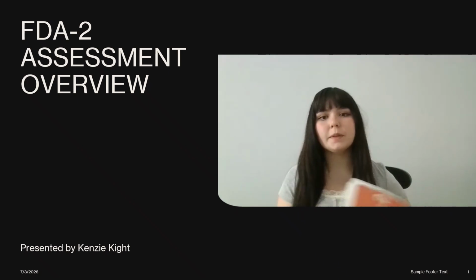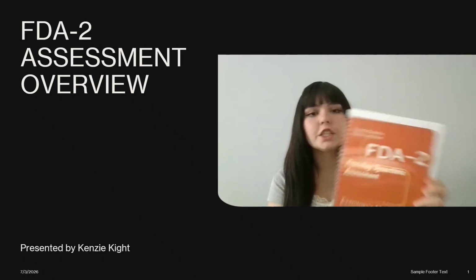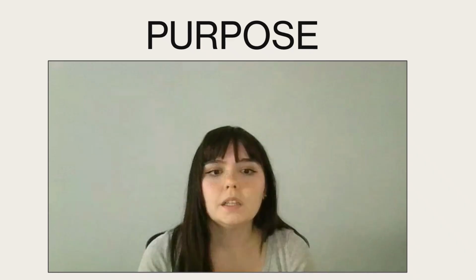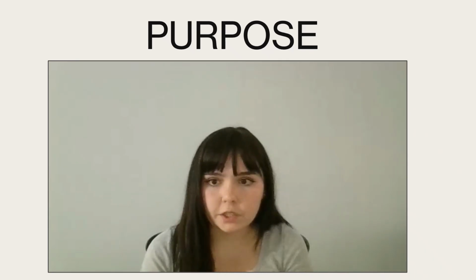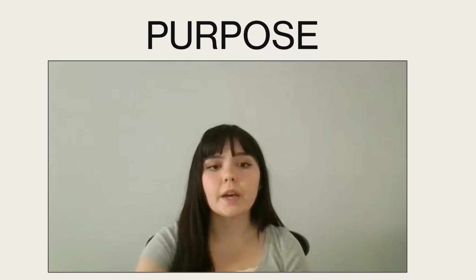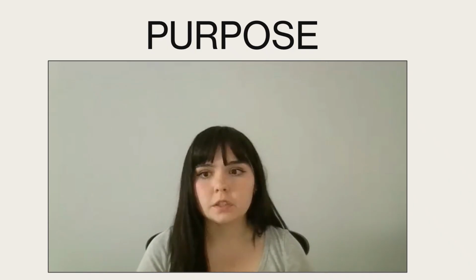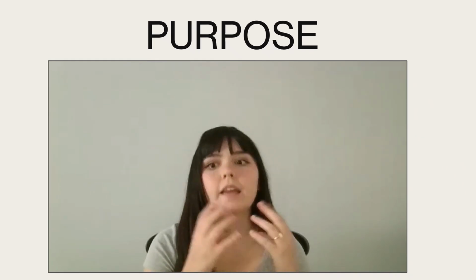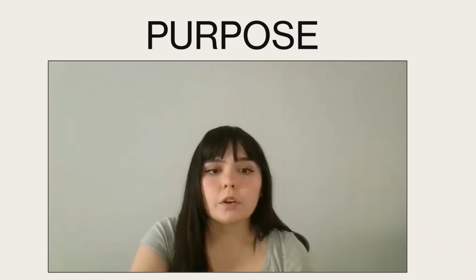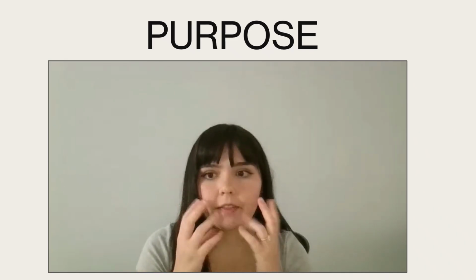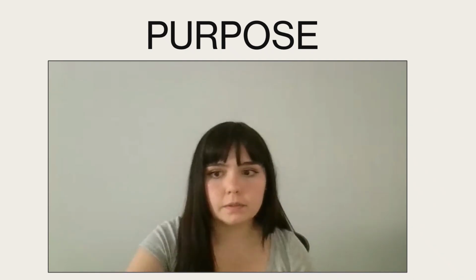Okay, so today I'm going to be talking a little bit about the FDA-2 assessment, which is known as the Frenchay dysarthria assessment. The purpose of the FDA-2 is to evaluate the muscles used in speech for individuals who are suspected to have dysarthria. And dysarthria is a motor speech disorder that impacts the ability of the muscles to produce speech. So with dysarthria, a person knows what they want to say and the brain is sending that correct message, but there is an issue going on with the muscles.